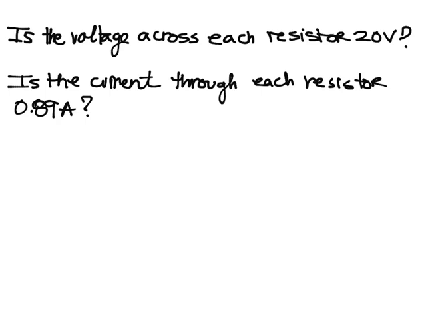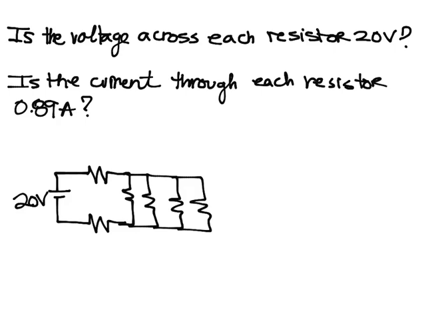Now that we've solved those, I want you to try to think about these two questions, relating back to the same exact circuit we had before. Is the voltage across each resistor also 20 volts? And is the current through each one of these resistors also 0.89 amps? Just write down an answer for yourself and why you think that's the case.